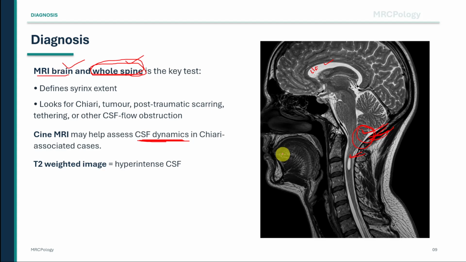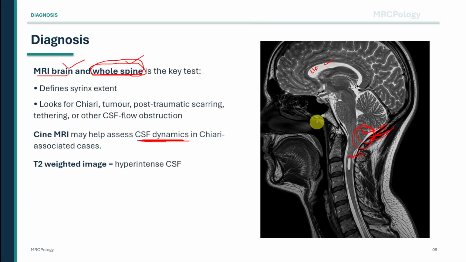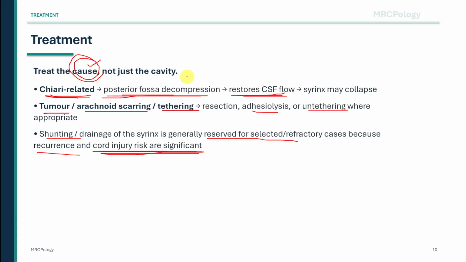So, when you see a clinical stem with a young or middle-aged patient, progressive hand wasting, loss of pain and temperature over the shoulders and arms, preserved vibration sense, and possibly spastic legs, think syringomyelia. If there are headaches, neck pain, cerebellar features, or imaging evidence of low-lying cerebellar tonsils, think of Chiari I malformation as the underlying cause. The most important investigation is MRI brain and whole spine. The most important management principle is to treat the underlying cause and restore cerebrospinal fluid flow where appropriate.